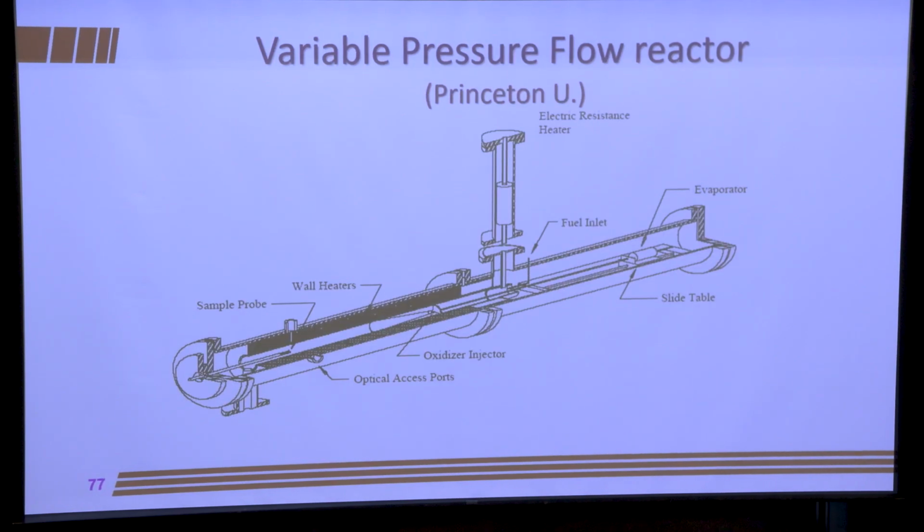Okay. So this was the variable pressure flow reactor here at Princeton University. Actually, I think it's moved now. It used to be Professor Dryer's. Professor Law was there. He might be able to tell me, but I think it might have moved with him to South Carolina. Where is he? University of South Carolina, I think. You can check and see. But anyway, here it is.